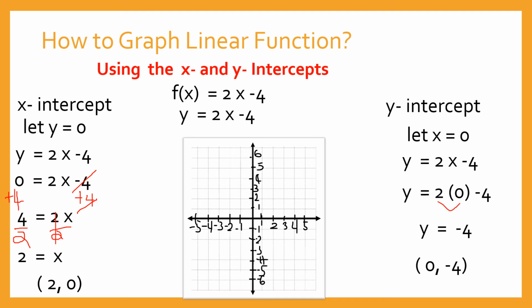Now, let's plot these points. So we can have 2 for x, 0 for y. So 2 for x here, that's the first point. And 0, negative 4 means 0 for x, negative 4 for y. And that's the second point. Then you can connect the points. That's the graph of this function. So that's how you're going to graph using the x and the y intercepts.